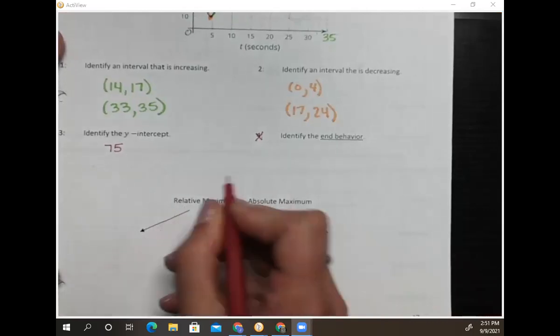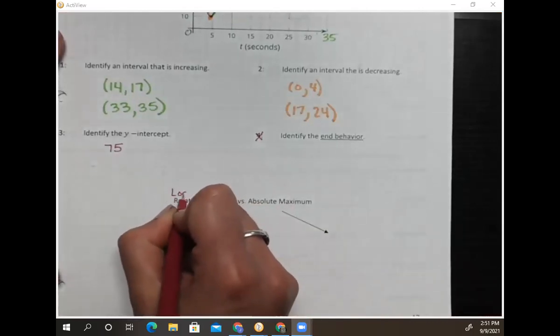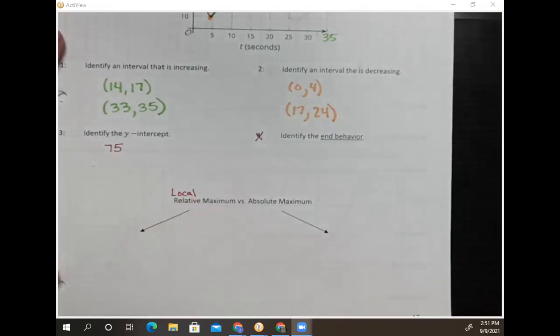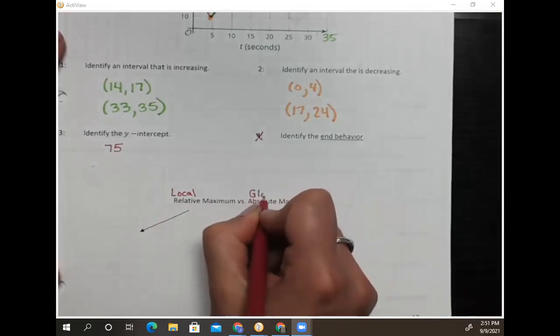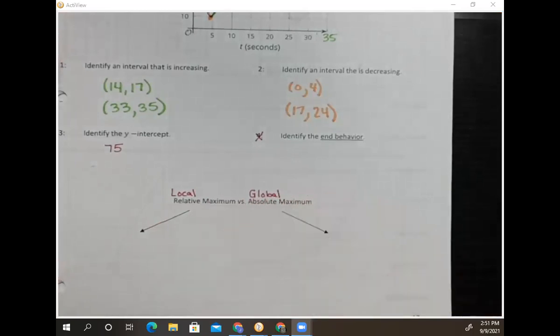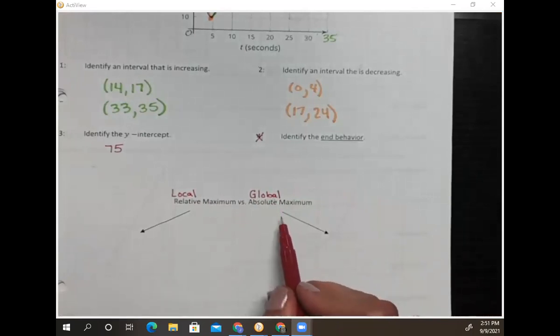So relative or local maximums or minimums, and then absolute or global maximums or minimums. Relative and local are interchangeable for our purposes. And then global and absolute, again, interchangeable. They mean the same thing.